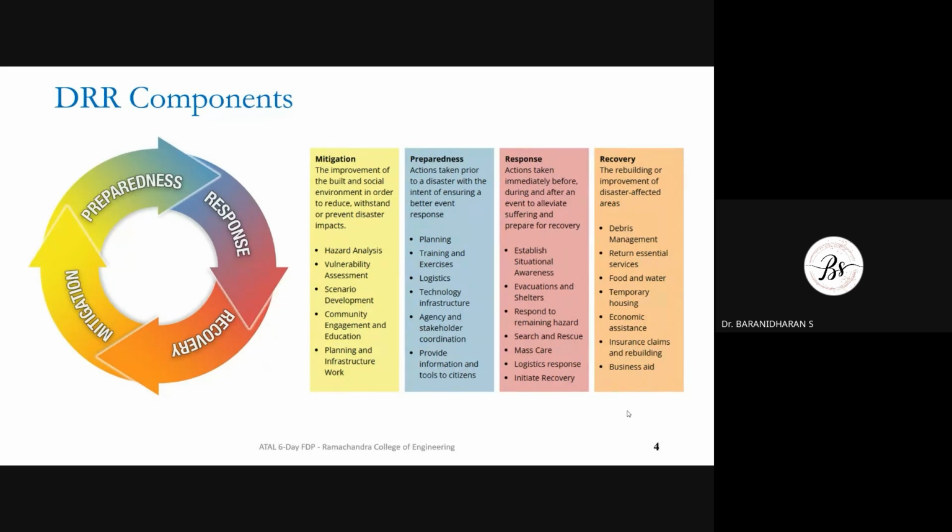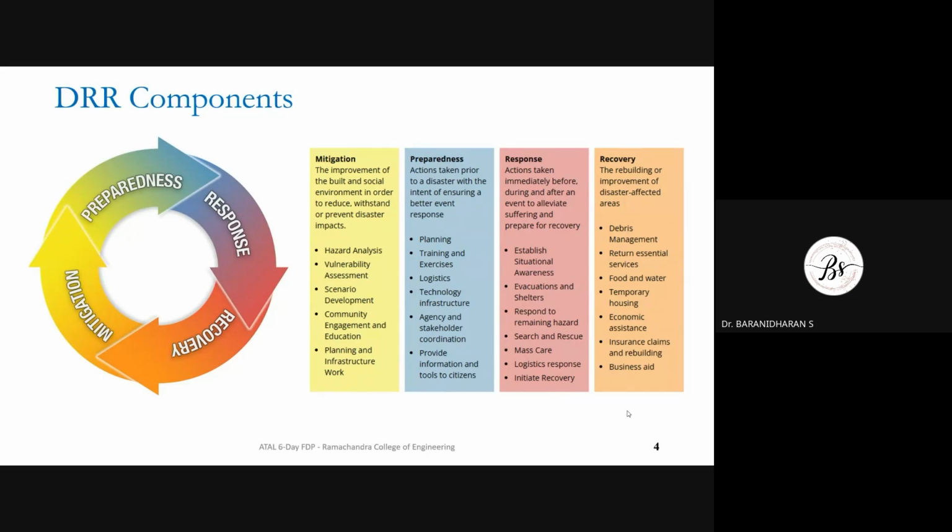Again, the logistics associated with preparedness, technology, as well as the agencies and different stakeholders. So whom to reach, and at that point of time you need to have a checklist so that the risk can be mitigated. Provide information and tools to citizens. So again, this is one such thing: information to citizens. What are the steps being taken, what is the preparedness, whom to contact, etc.